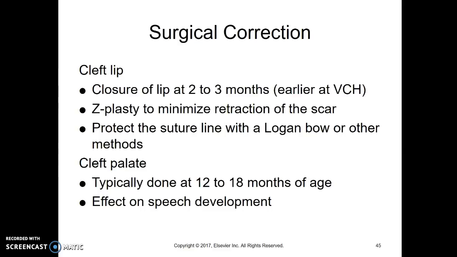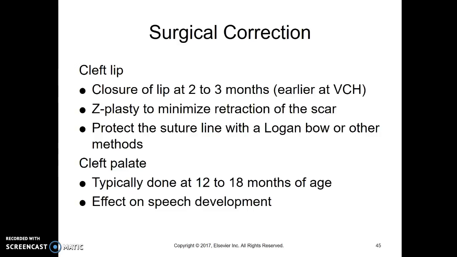While that suture line is healing, we want to make sure it's not getting tugged or stretched, so the Logan's bow kind of protects it. And then we also want to do those elbow restraints so they're not rubbing or pulling on it. The cleft palate's not repaired until they're more like 12 to 18 months of age.